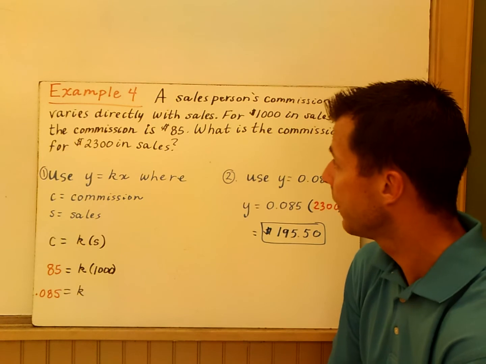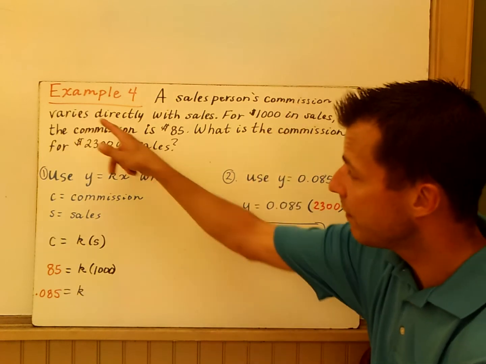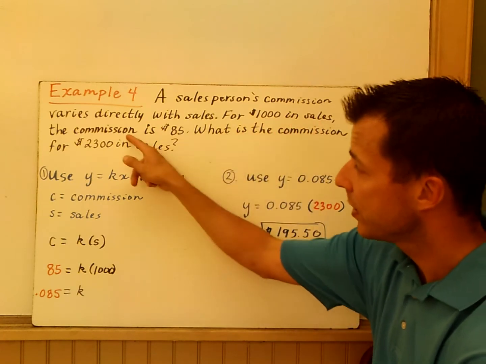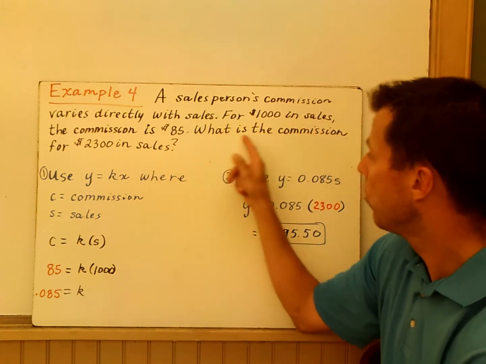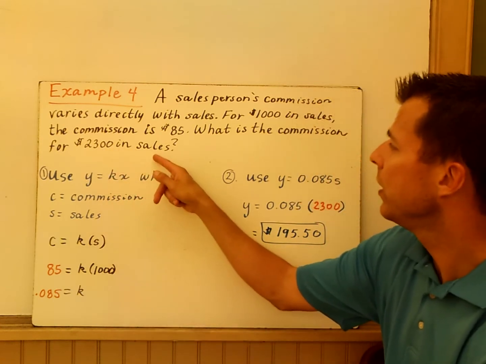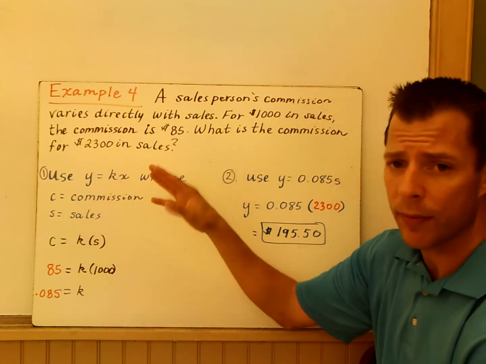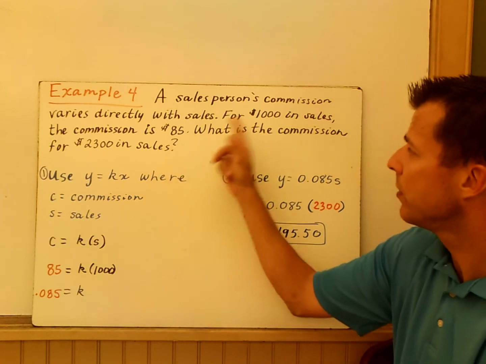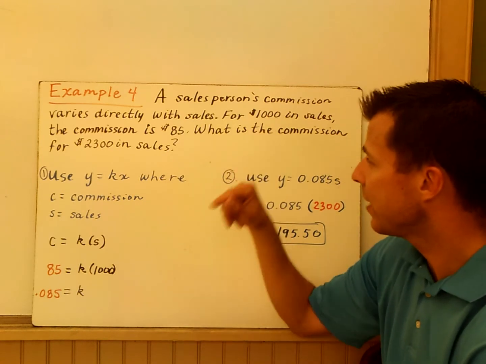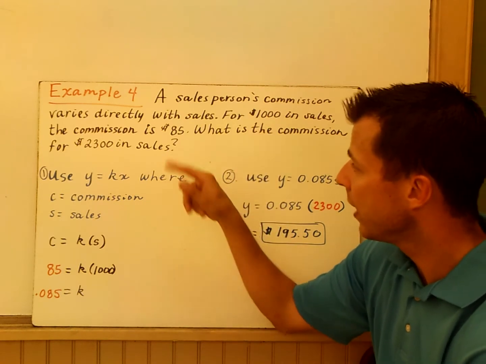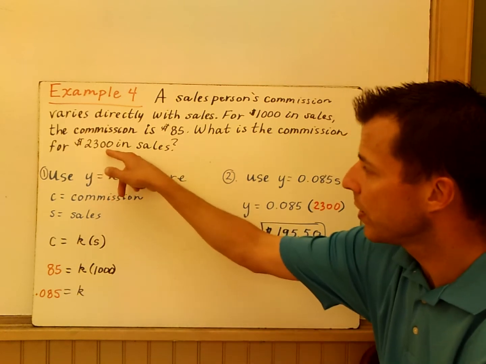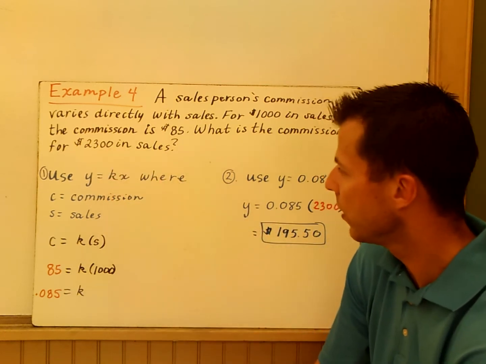So a salesperson's commission varies directly with sales. For $1,000 in sales, the commission is $85. What is the commission for $2,300? Okay, so we know that this has got to be somewhere over about $180 roughly, because if it varies directly, it's a constant increase. So if it's $85 for $1,000, it'd be $170 for $2,000, right? So we're at 2,300, so we're going to be above 170 somewhere.